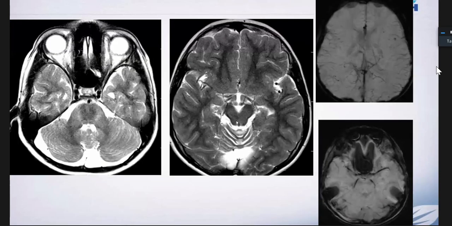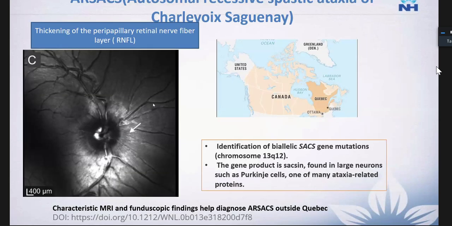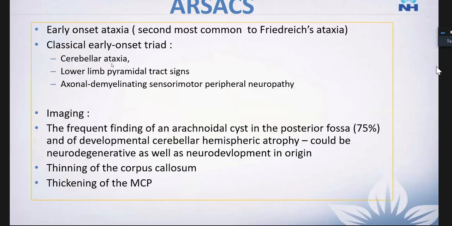In addition, this patient can have vermian atrophy, which is more marked in the superior aspect, and that you can see on the coronal image also. They can have an enlarged pons, and usually R6 can have this kind of pathognomonic ophthalmoscopic finding also, that they will be showing thickening of the peripapillary retinal nerve fiber layer, and clinically they present with an early onset triad of cerebellar ataxia.